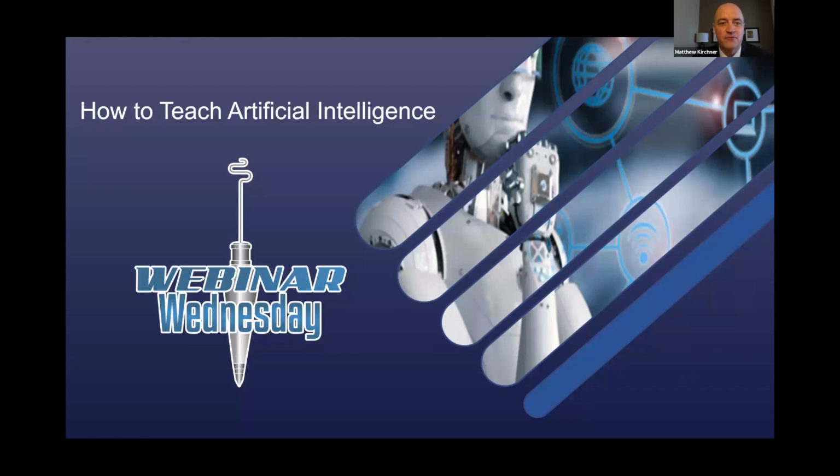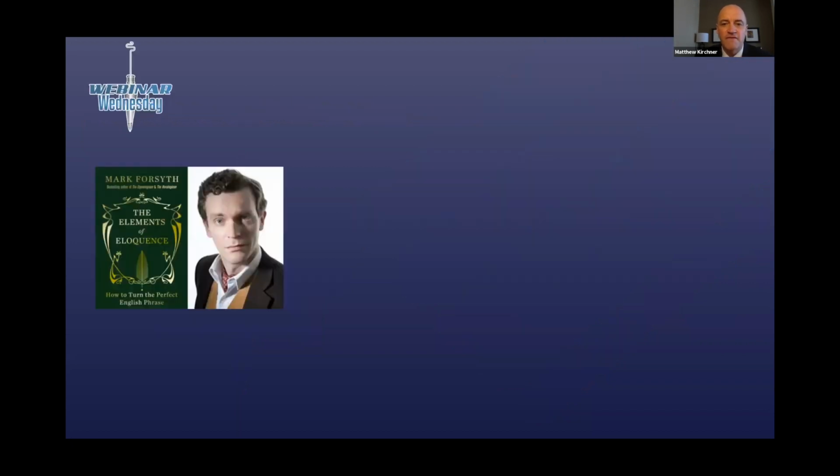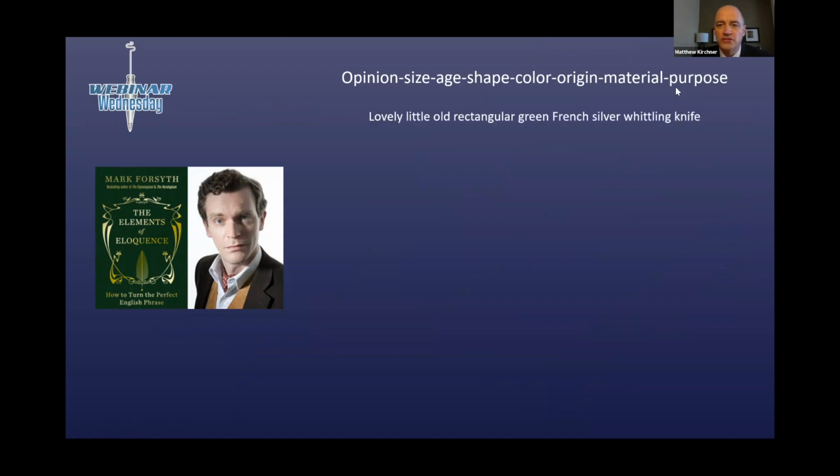We have just a great topic for you here this afternoon on this whole idea of artificial intelligence. I'd like to start with this thing that I found in a book, actually. When we talk about what is AI, what is artificial intelligence, I found this in a book not too long ago, and they asked the question, what is opinion, size, age, shape, color, origin, material, purpose? That is the question. I want everybody to think for a moment about what that is. What is opinion, age, shape, color, origin, material, purpose?